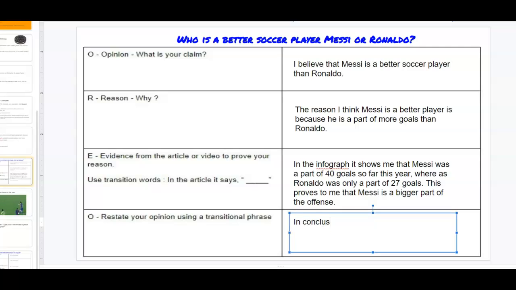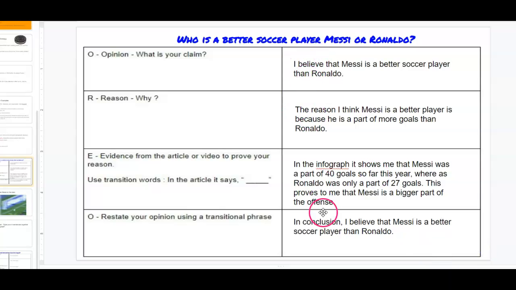In conclusion, and I'm just going to put a comma here. I'm just going to rewrite my first sentence, so I've got to write it again. I believe that Messi is a better soccer player than Ronaldo. The end. So that is my paragraph. It's written out like this, right? Because we broke it down by each one.